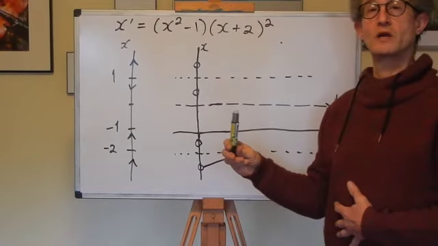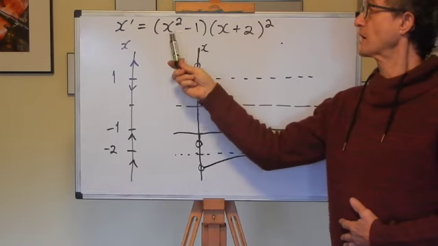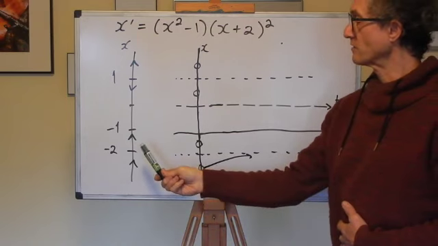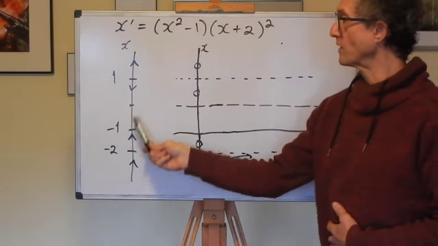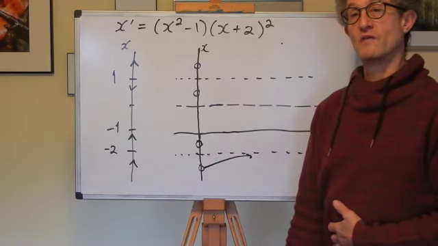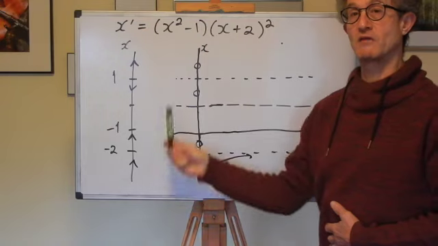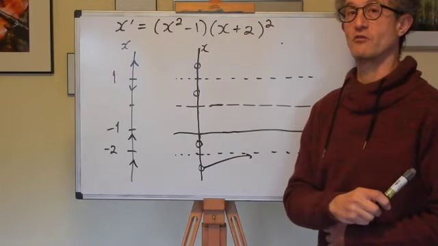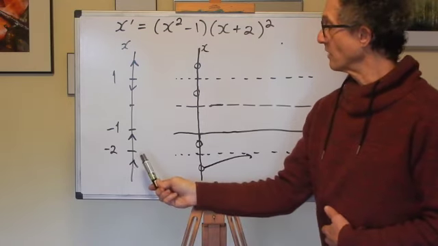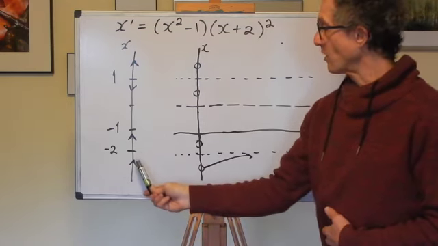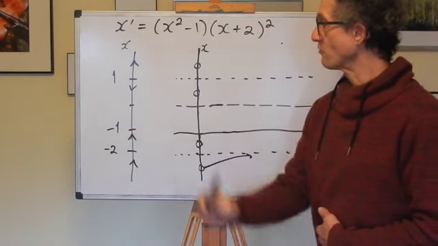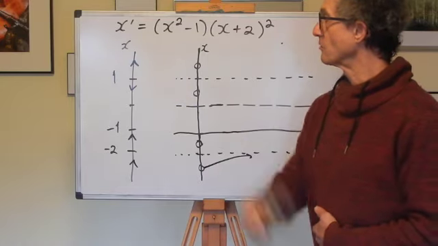We're here looking at the phase line for x prime equal to x squared minus 1 times x plus 2 squared. We decided that the equilibria were at minus 2, minus 1, and 1. We like to put the x-axis vertically because we'd like to see how the behavior of the trajectories goes over time. We think of time as going horizontally. So at minus 2, x prime is positive on both sides of this node. Then minus 1 is a sink, we decided, and 1 is a source.